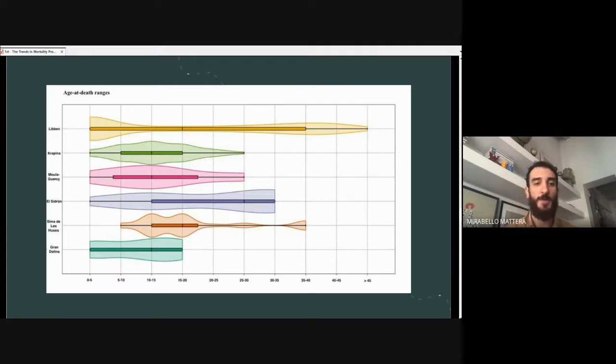The third group is represented by El Sidrón and Cima de los Huesos, that are the only two sites that have middle-aged and adult individuals, and in particular Cima de los Huesos shows really erratic behavior, because we can see that it's really irregular and has these two peaks that are probably due to a particular type of accumulation. So next slide.